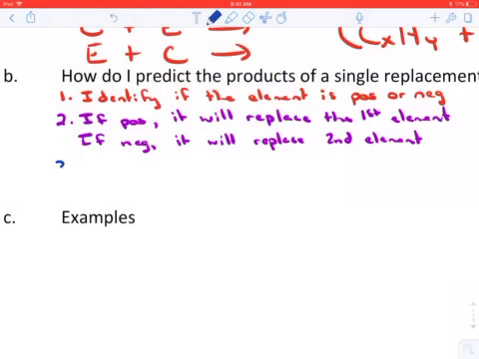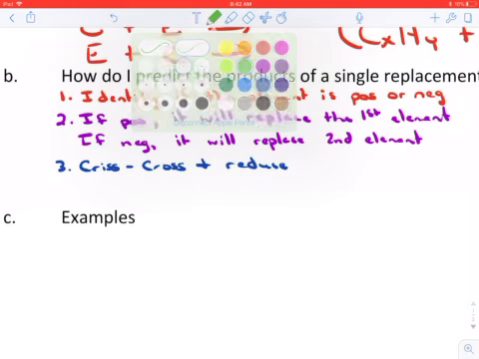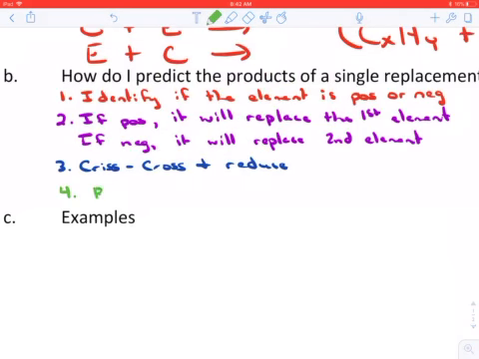Our third step is, now that we know which element is going to be switched out, we're going to have to crisscross and reduce. Which means we're going to have to check charges and crisscross and reduce. This tells us we're going to have an ionic compound. And then our fourth and final step is we're going to go back and balance the whole reaction.